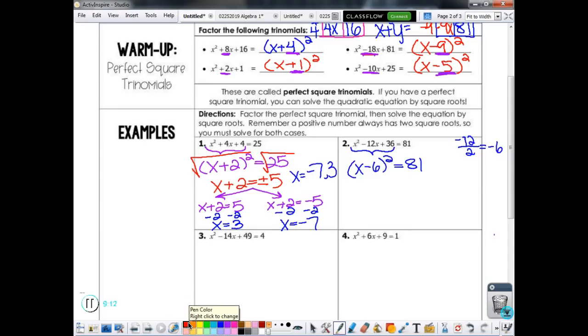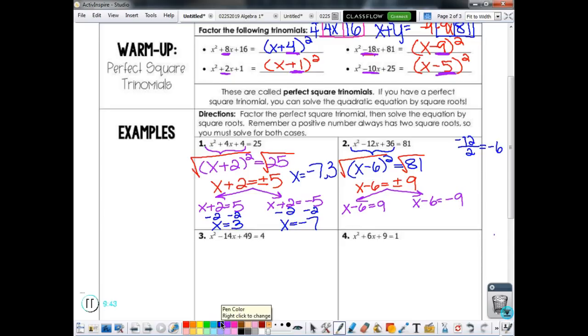And so now, just like yesterday, I can solve by taking the square roots. If I take the square root of both sides, so here I have x minus 6 equals plus or minus, and what's the square root of 81? Right. And again, these split up into 2, to where it's the plus and the minus. So x minus 6 equals 9, and then x minus 6 equals negative 9.